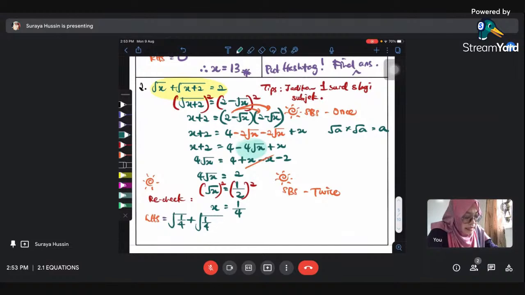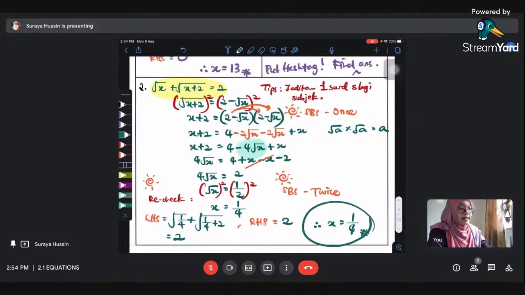You terus je tekan calculator. Actually tak payah nak solve satu demi satu pun tak apa. Tekan je calculator, you akan dapat 2. So, left hand side is 2. How about right hand side? Tulis juga right hand side. R, huruf H, huruf S. Right hand side is what? Right hand side memang dah 2. Oh, kalau right hand side dan left hand side sama, therefore, our final answer, x is equals to 1 over 4. This is your final answer.